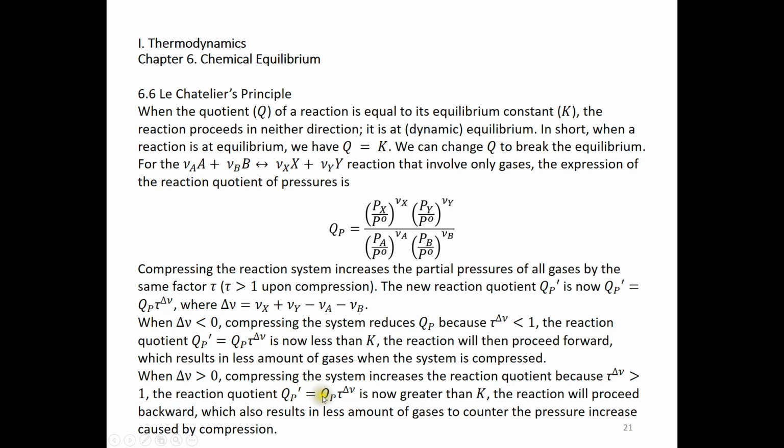QP prime is equal to QP times tau to the power of delta nu, and this tau to the power of delta nu is greater than 1. So the new reaction quotient QP prime is greater than K. The system is overreacting. That means the reaction will proceed backward, which would result in again less amount of gases to counter the pressure increase caused by the compression.